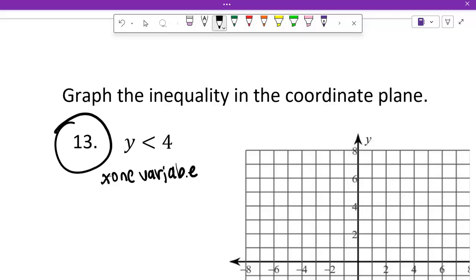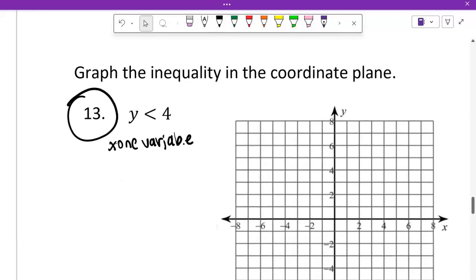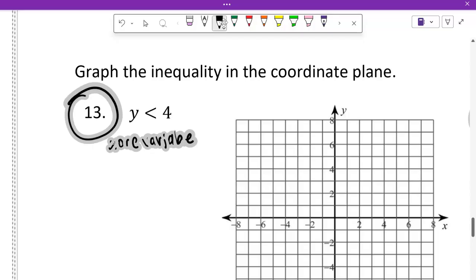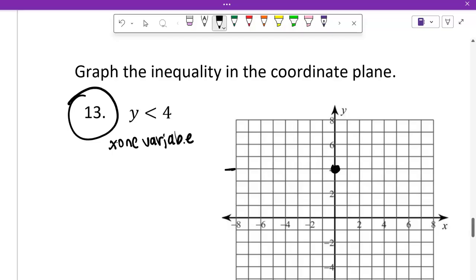So this reads y is less than 4. This means it's going to cross my y-axis because it's only one variable. It's going to cross my y-axis at 4. The less than or equal to tells me that it's a dashed line and I'm going to shade below. So here is my dashed line.